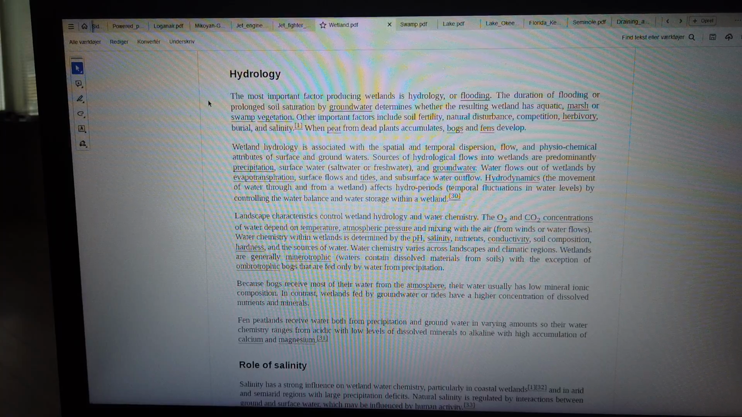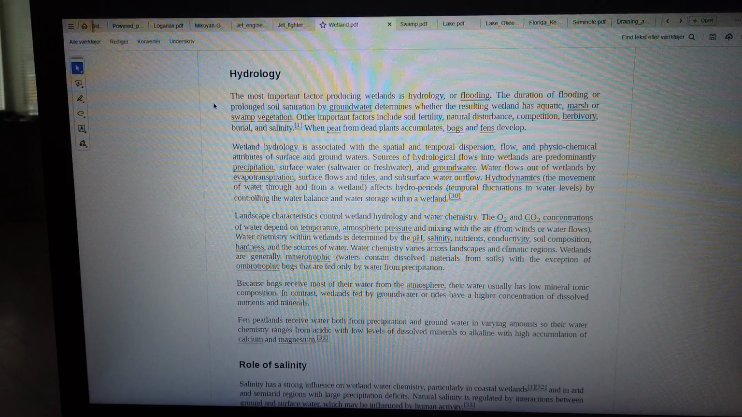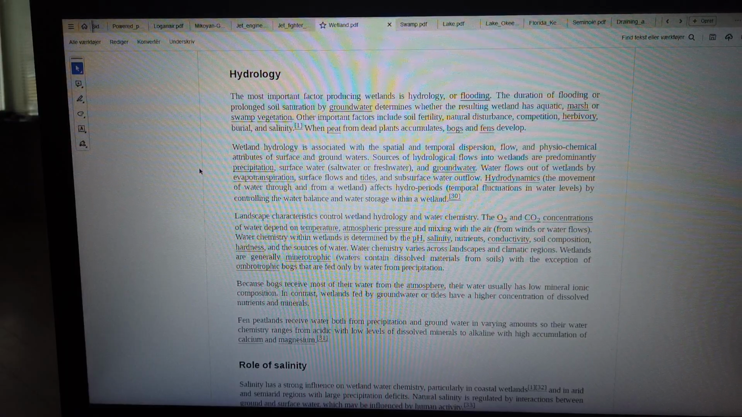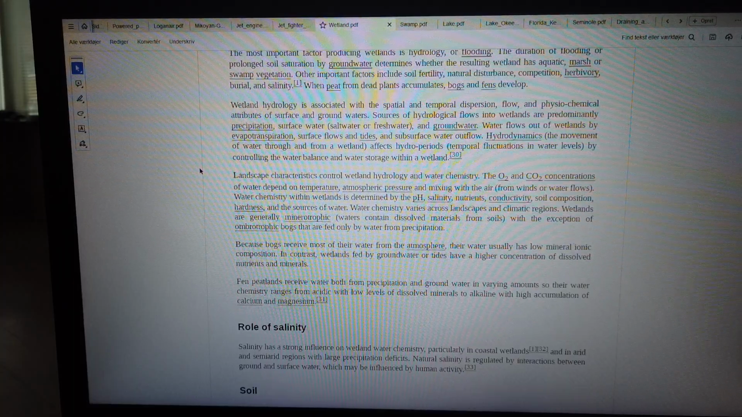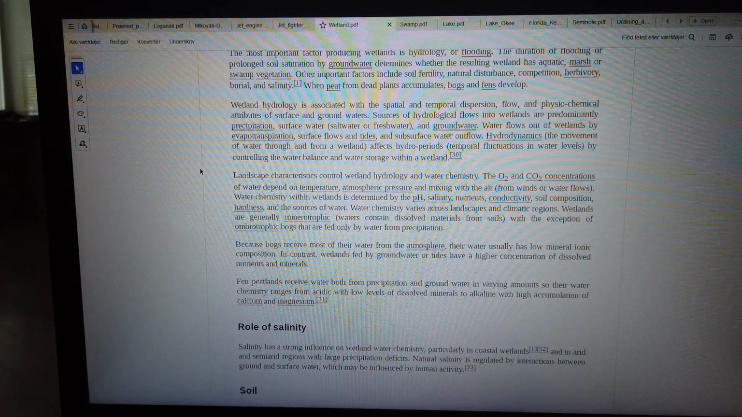Hydrodynamics. The movement of water through and from a wetland affects hydroperiods, temporal fluctuations in water levels, by controlling the water balance and water storage within a wetland. Landscape characteristics control wetland hydrology and water chemistry.